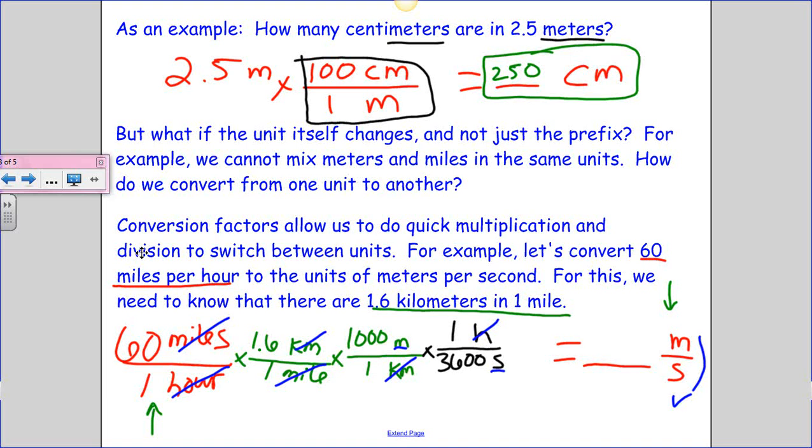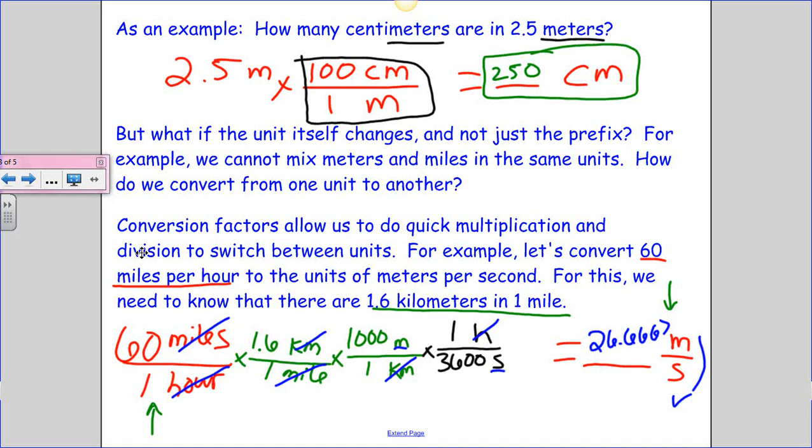So now, we plug this into our calculator. Remember, anywhere there is a number 1, you can ignore it, because multiplying by 1 or dividing by 1 will just give you the same answer. So when you put this into your calculator, it should look like 60 times 1.6 times 1,000 divided by 3,600. And it turns out 60 miles per hour is equal to 26.6667 meters per second. But wait, do we have the right number of significant figures here?